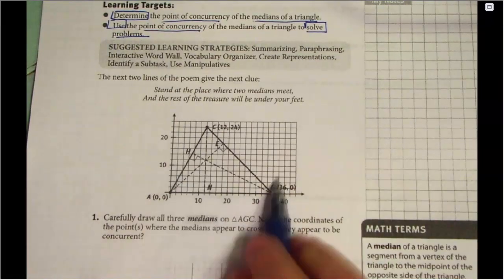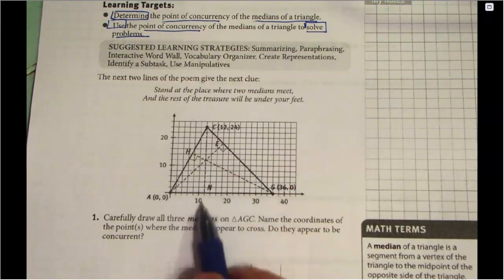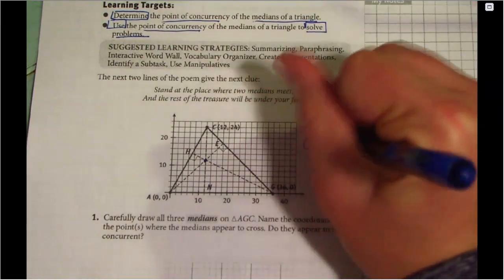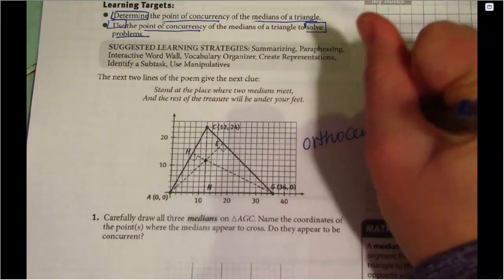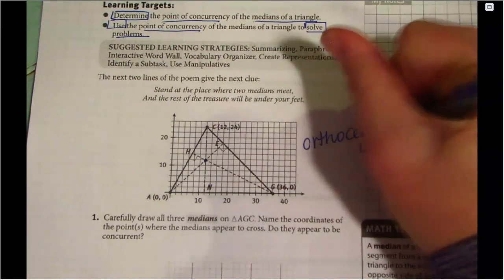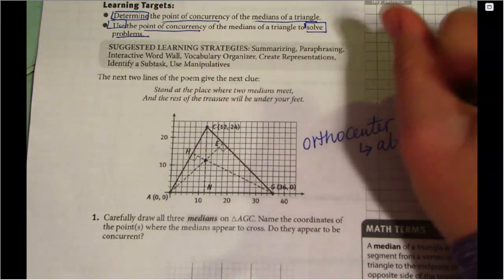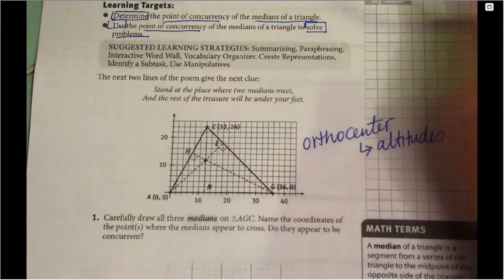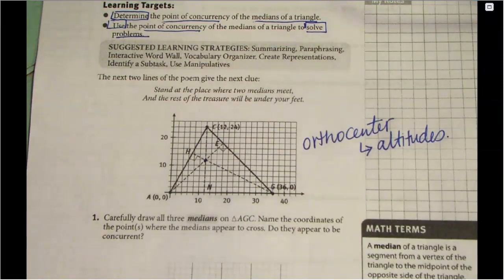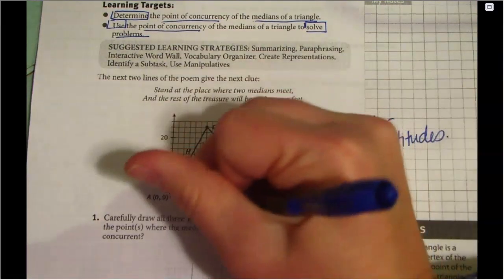This is a reminder of what we already know. Remember, we're doing this riddle. We're looking for this treasure. We already found the point 12, 12. That was the orthocenter. Remember, the orthocenter is the result of the altitudes. So that's what we were working on. Today, we're taking that one step further and we're going to draw the medians.